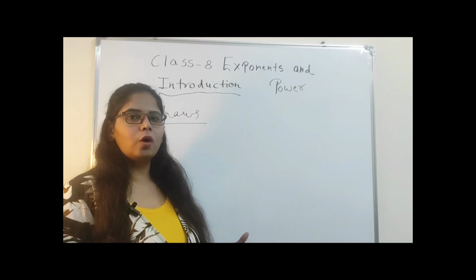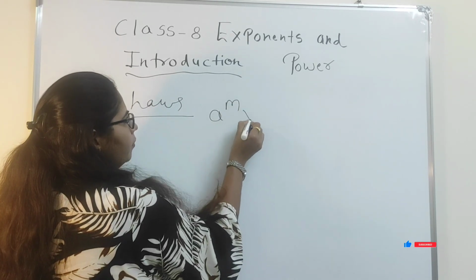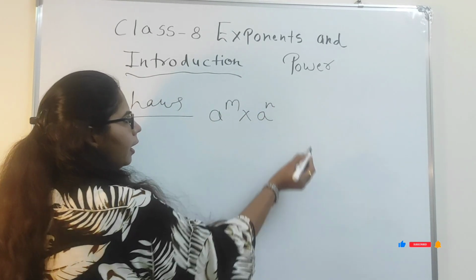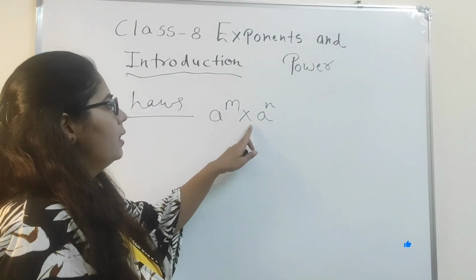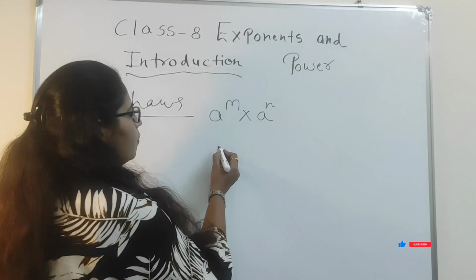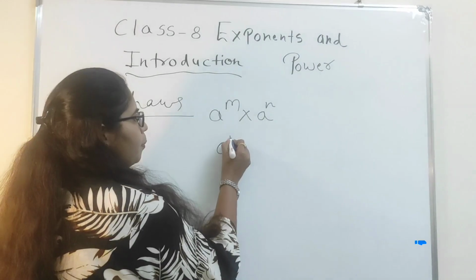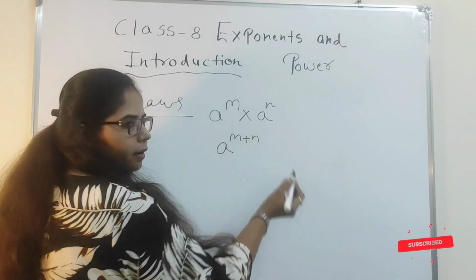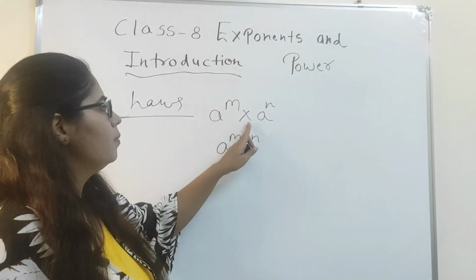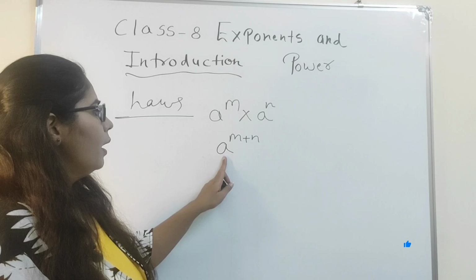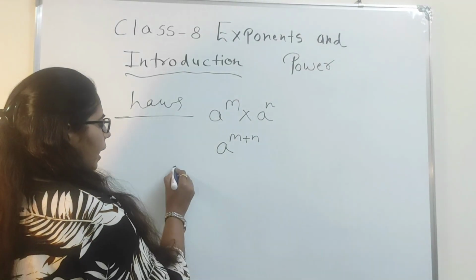Our first law of exponents is a to the power m into a to the power n. Here you will see the base is the same and the bases are in multiplication. So we write a because a is common here. After that, the powers will be added. Whenever the base is the same and the power is different and it comes in multiplication, the base stays and the powers are added. We will see by an example.